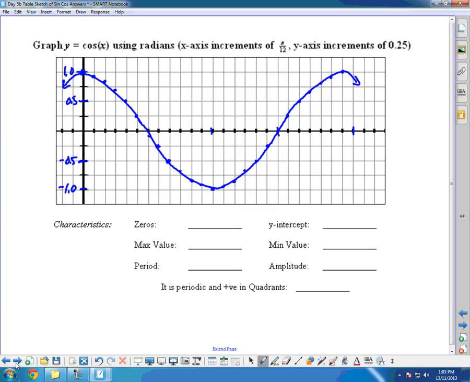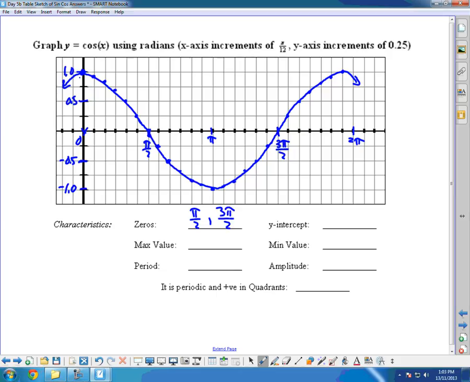So again, where does this graph start? Well, it starts at 0. It finishes all the way down here at 2 pi. Halfway is pi. Halfway between these two is pi over 2. And halfway between these two is 3 pi over 2. So instead of saying the zeros are at 90 degrees, we would say pi over 2. Or 270, we would say 3 pi over 2.